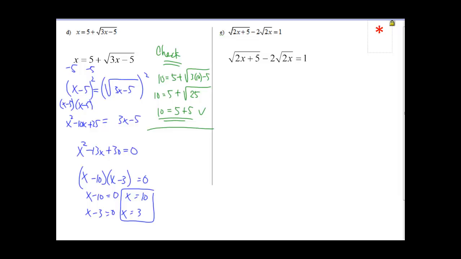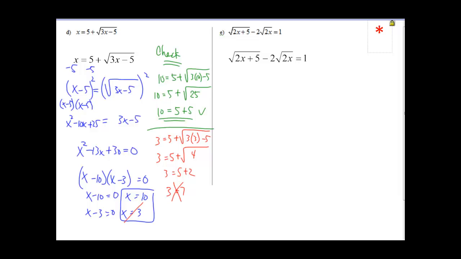Now check the 3. If we plug in 3 equals 5 plus the square root of 3 times 3 minus 5, we're going to get 3 equals 5 plus the square root of 9 minus 5 is 4. So we're going to get 3 should equal 5 plus 2. Does 3 equal 5 plus 2? Does 3 equal 7? No. So we have one extraneous value.